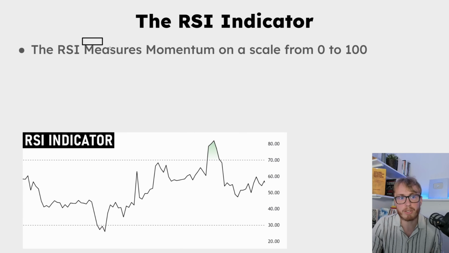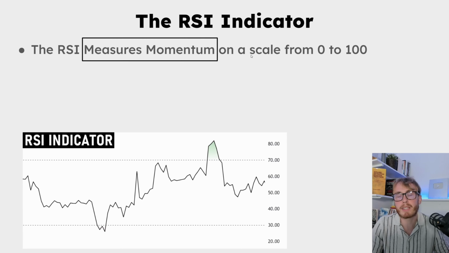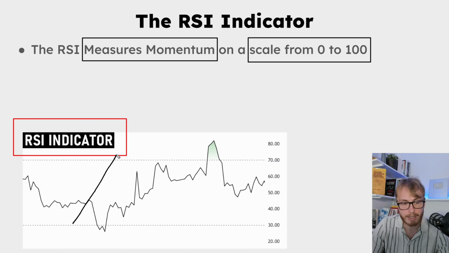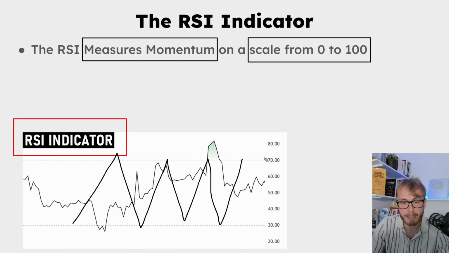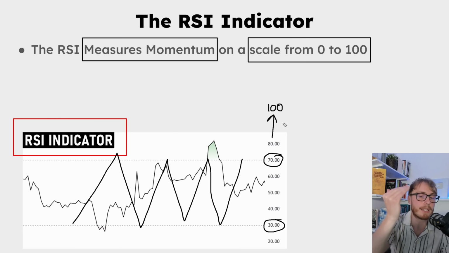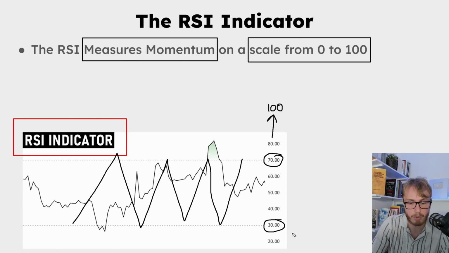Well, as you already know, the RSI measures momentum, but it measures momentum on a scale from 0 to 100. So right here, we have an example of the RSI indicator. And as you can see here, most of the time, the RSI will be in between 70 and 30. But the theoretical highest point it can reach is 100, although it never really reaches 100. Sometimes it can go up to like 95, but it never really touches 100. And the same thing is true for the lower range here. The RSI can theoretically reach 0 as the lowest value, but it never really drops down to 0.